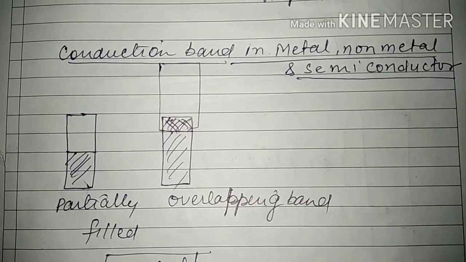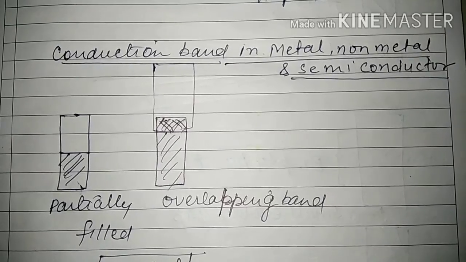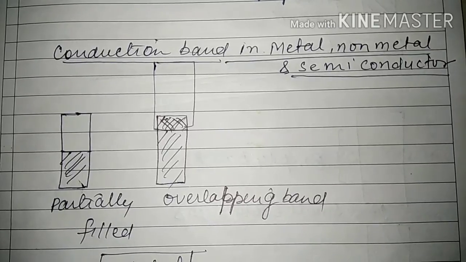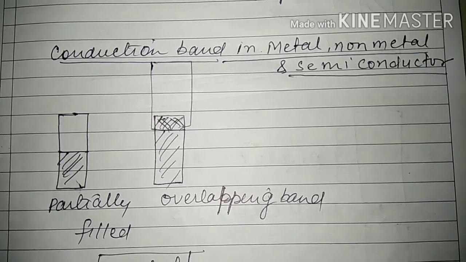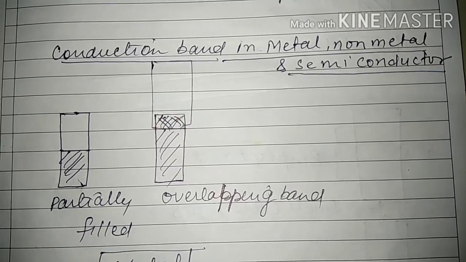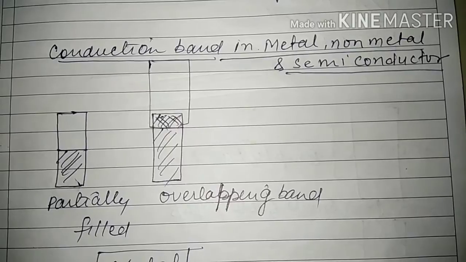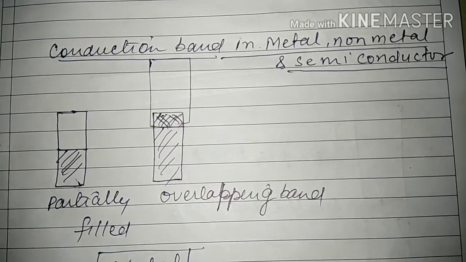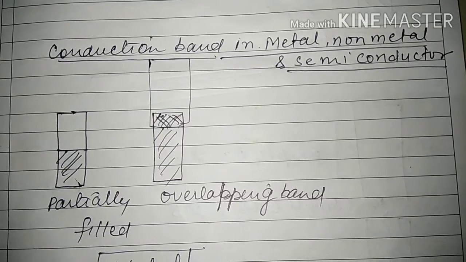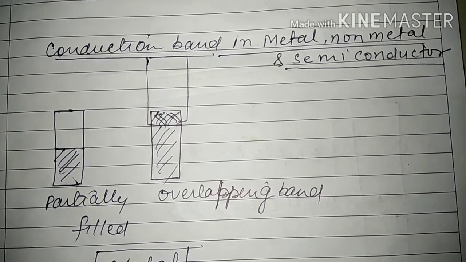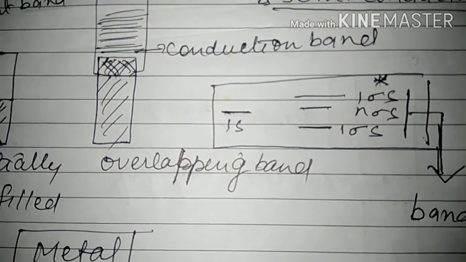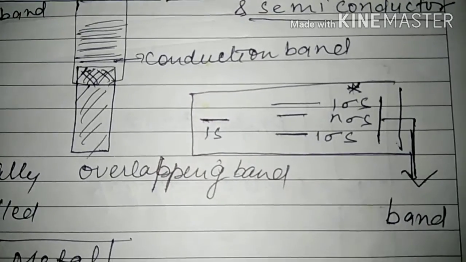Now next one is conduction band in metal, non-metal and semiconductor. It means how conduction is going on. Clear? So you must remember that there are two types of band. First one is partially filled and the second one is vacant. And this is in a metal. If the electron gets heat, then it transfers, and this is called the conduction band. Now first of all, you concentrate on this point.